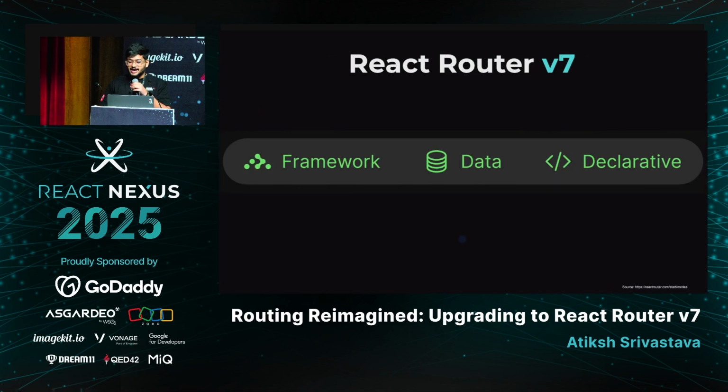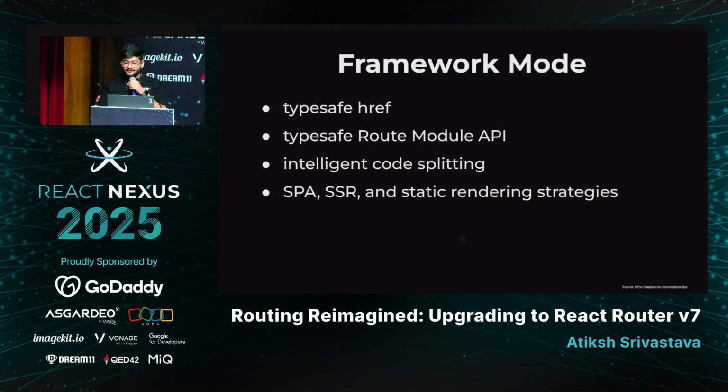With React Router v7, there are various modes, I would say: the framework mode, the data mode, and the declarative mode. But for this talk, I'll just focus on the framework mode. In the framework mode, you get type-safe hrefs and the route module API. You also get intelligent code splitting by default, so you don't have to figure it out. And you also get various rendering strategies, like SPA, SSR, or SSG, whatever you want.